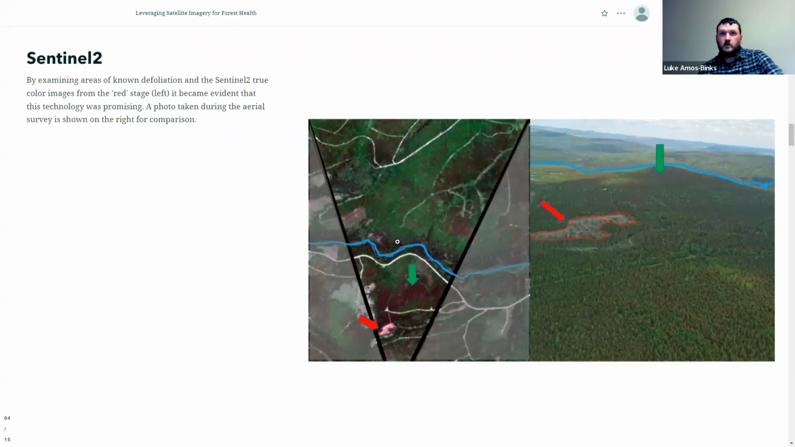So what I have up here on the left-hand side is a Sentinel-2 image, and basically I was trying to replicate what an aerial observer would see. So that's what this V shape is, and often the distance is where they're trying to survey along these lines. And on the right-hand side is an image taken from the aircraft during the aerial survey.